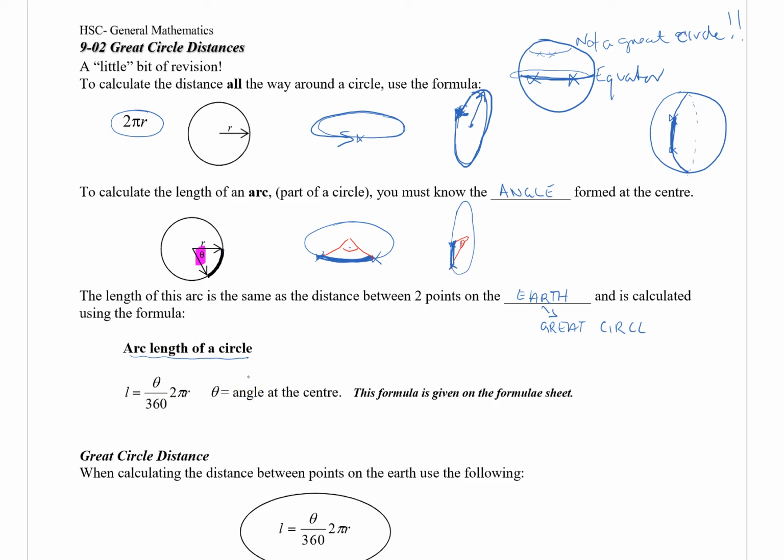So there are two things you need: the angle at the centre between the two places and the radius of the Earth. So we've got great circle distance is theta on 360, 2 pi r. Please make a note of that.